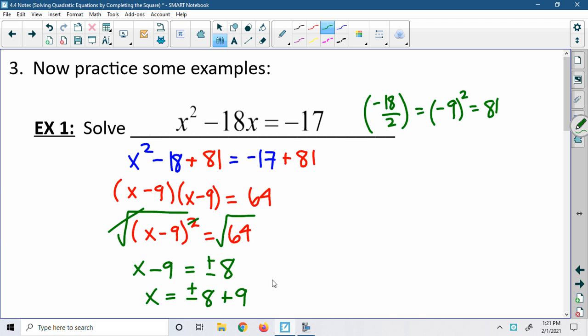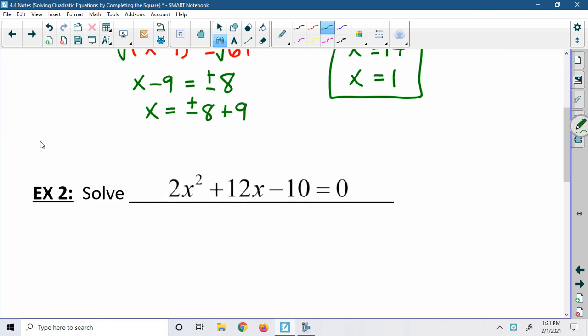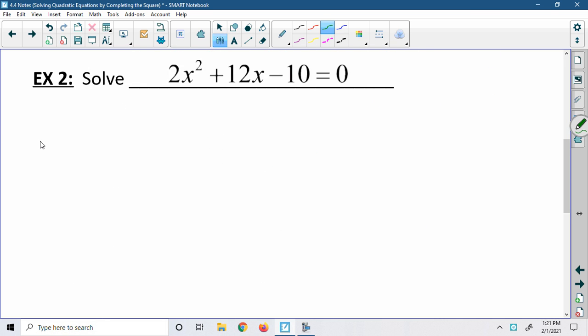Positive 8 plus 9 is 17. And then negative 8 plus 9 is 1. So our two answers are x equals 17 and x equals 1. And remember, if we were to graph this quadratic equation, these would be the x-intercepts that we would find. So that's example 1, giving you a little taste of those 4 steps using to complete the square.